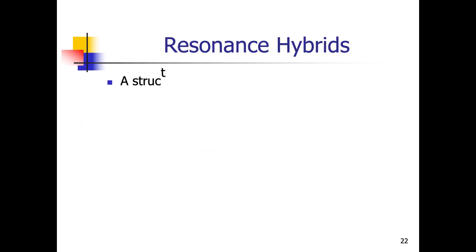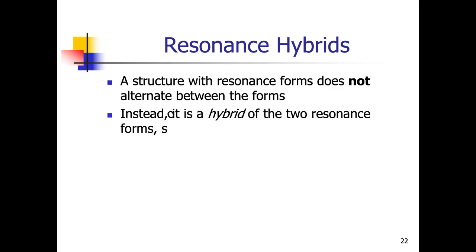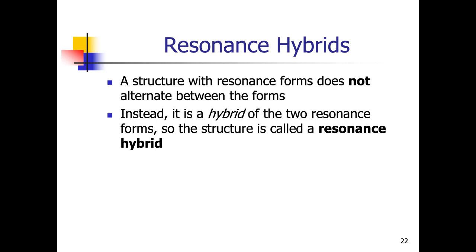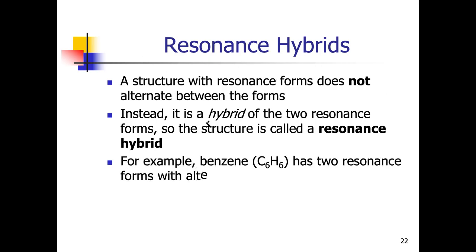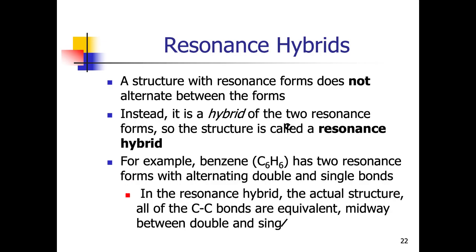Resonance hybrids. A structure with resonance forms does not alternate between the forms. Instead, it is a hybrid of the two resonance forms, so the structure is called a resonance hybrid. For example, benzene has two resonance forms with alternating double and single bonds. In the resonance hybrid, the actual structure, all of the CC bonds are equivalent, midway between double and single bonds.